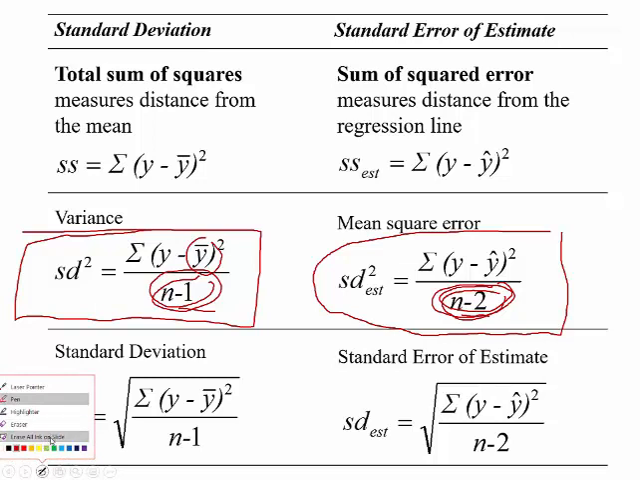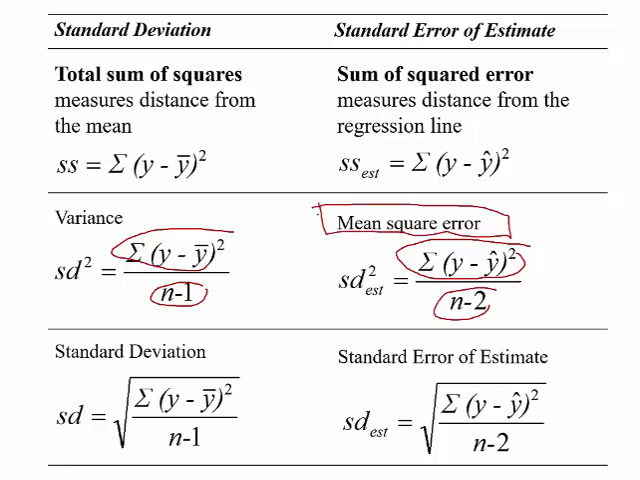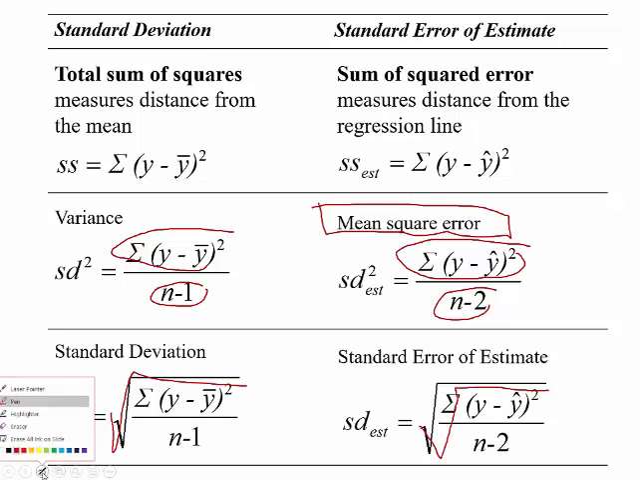Otherwise, everything's just identical here. We take our sum of squares divided by degrees of freedom to get our variance, or take our sum of squared error divided by degrees of freedom to get what I'll call the mean squared error. And then the final step, I'll just take the square root, turn it back into unsquared values, because at this point we've been dealing with squared values, so we're going to unsquare everything, that is, take the square root. So take the square root of my variance, and I have a standard deviation. Take the square root of my mean squared error, and I have the standard error of estimate.